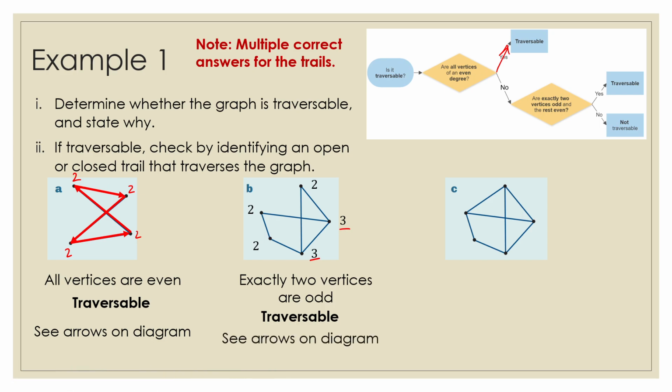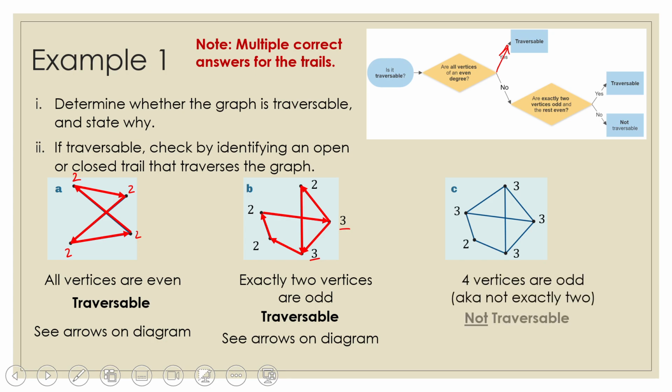When we look at our third one, we'll see the arrows in the diagram. Here we go. Check that, and we've done it. Over on the third one we see we have 4 odd vertices, meaning that it is not traversable.